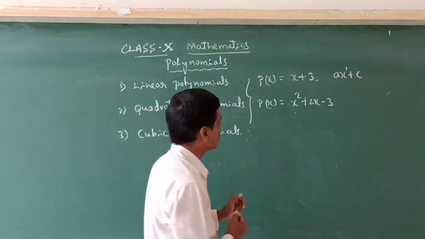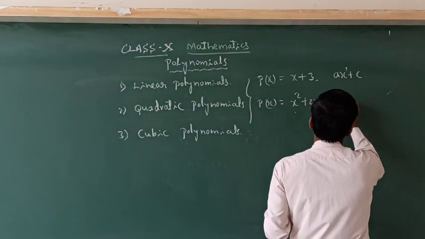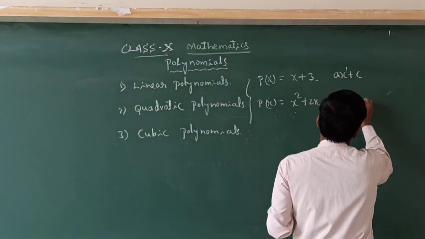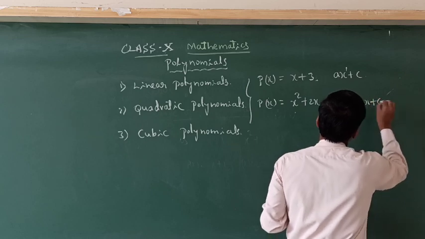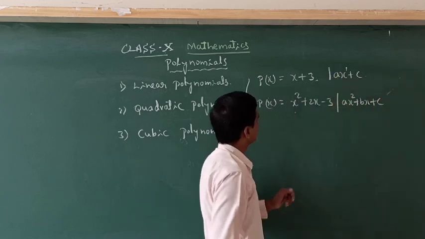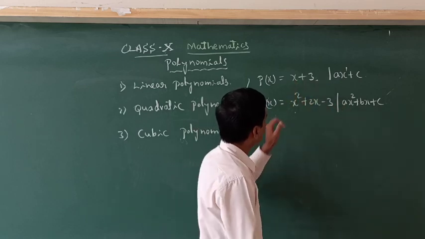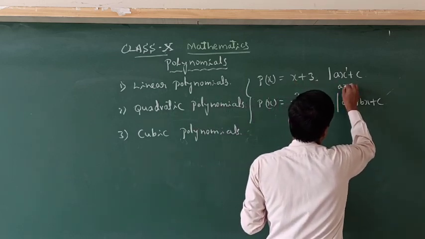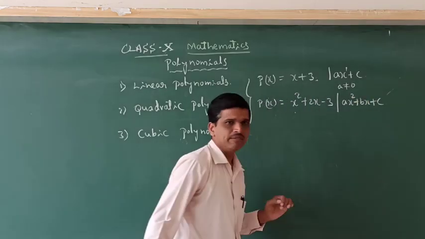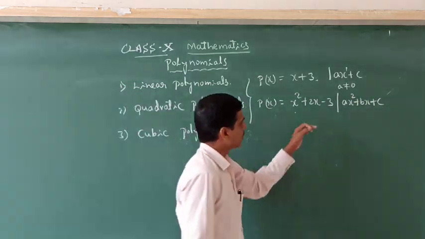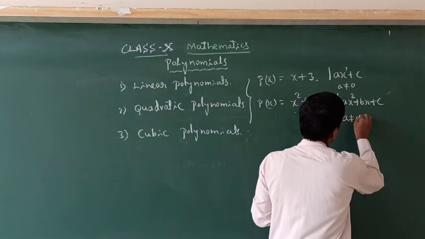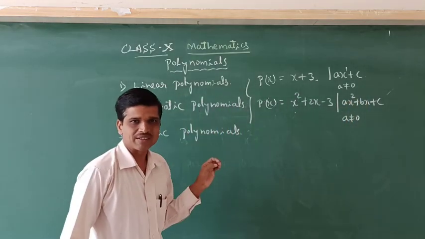What happens in general form? Now its general form is ax square plus bx plus c. Look over here, these are the examples. These are the general forms. Consider, here one condition is applied. If a is equal to 0, what happens? That is not linear. Here also, if a is equal to 0, what happens? That is not a quadratic polynomial.